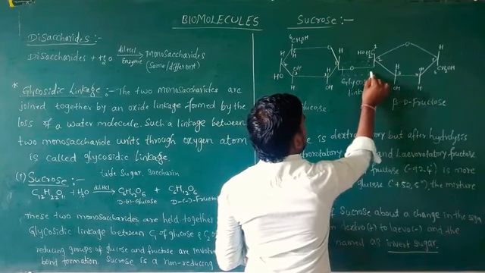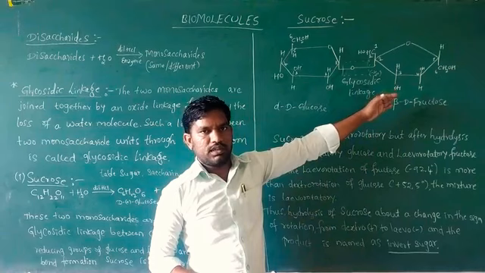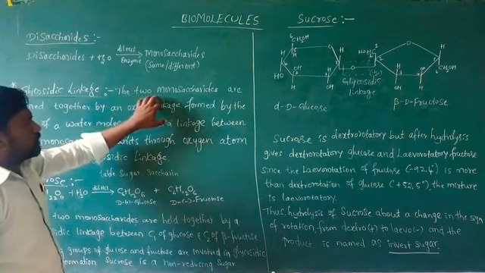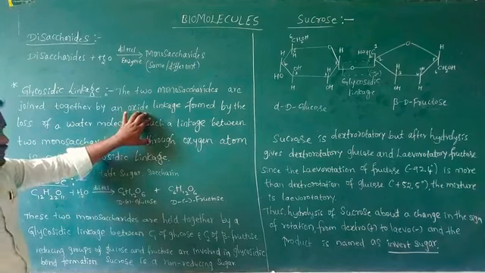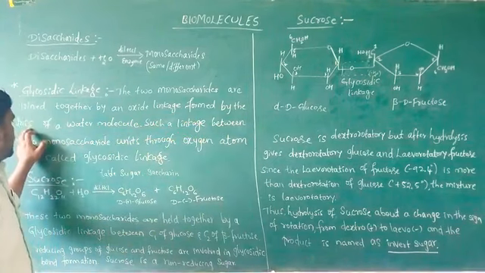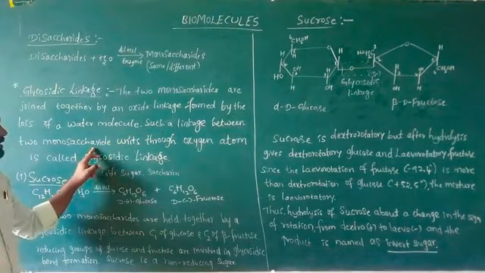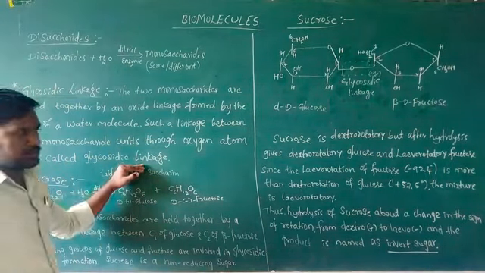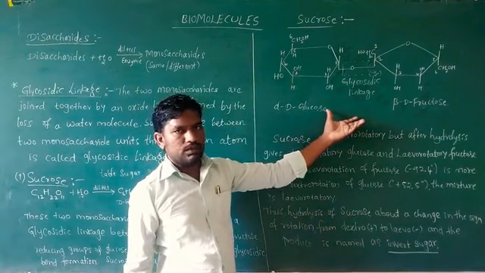It forms by the loss of one water molecule. What is the definition of glycosidic linkage? Two monosaccharide units are joined together by an oxide linkage, meaning an oxygen atom, formed by the loss of a water molecule. Such a linkage between two monosaccharide units through an oxygen atom is called a glycosidic linkage. And how is sucrose formed?